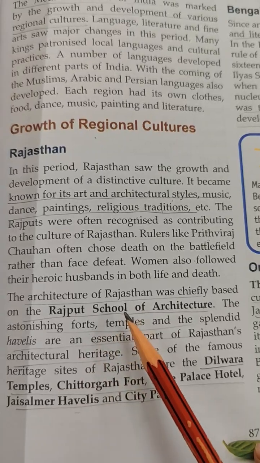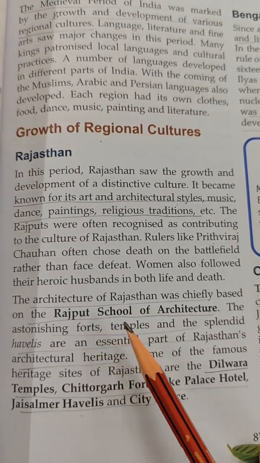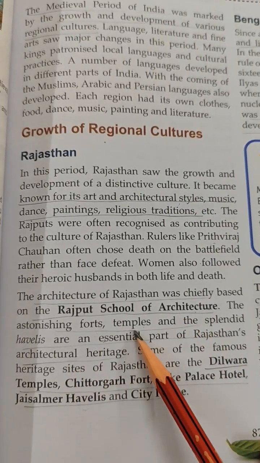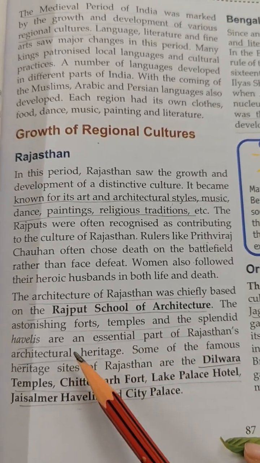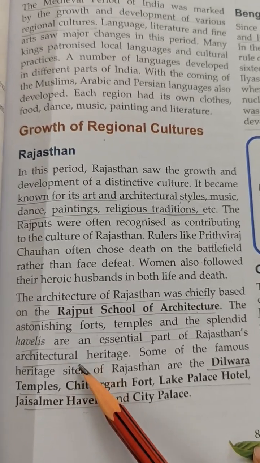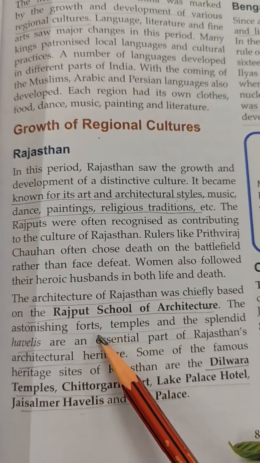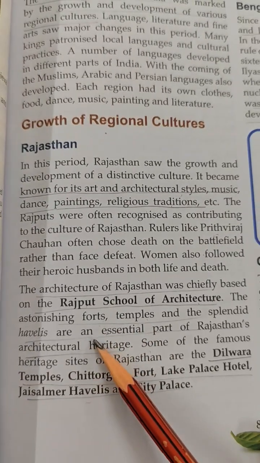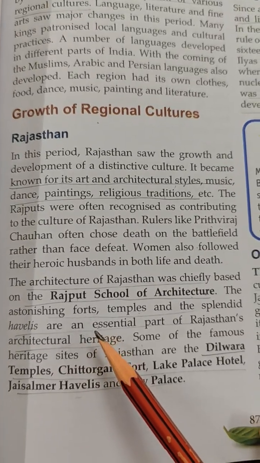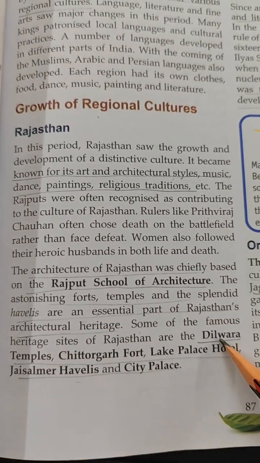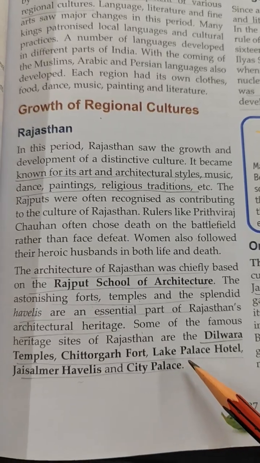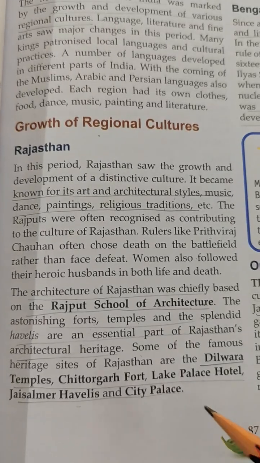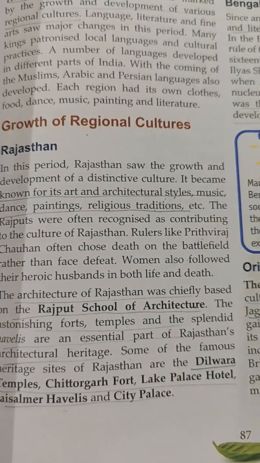Mainly the architectural culture of Rajasthan is derived from the Rajput school of architecture. Its examples include astonishing forts, temples and splendid havelis, which are now essential parts of its cultural heritage. Looking at these forts, temples and havelis in Rajasthan depicts the architectural style of that place. Other examples are the Dilwara temples, Chittorgarh fort, Lake Palace hotel, Jaisalmer havelis and City Palace. All these depict the Rajasthan architectural features.